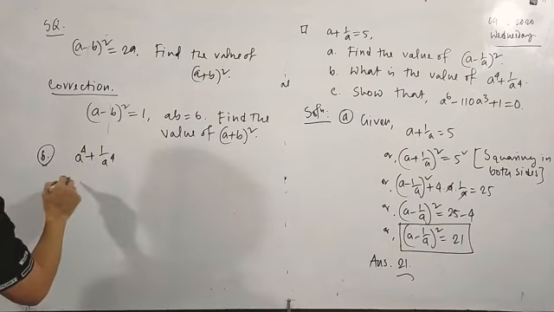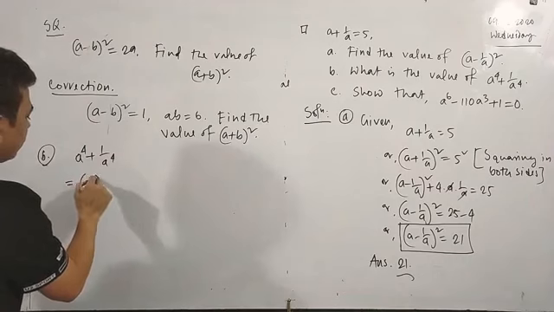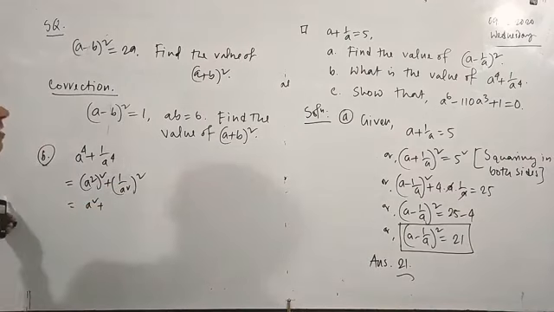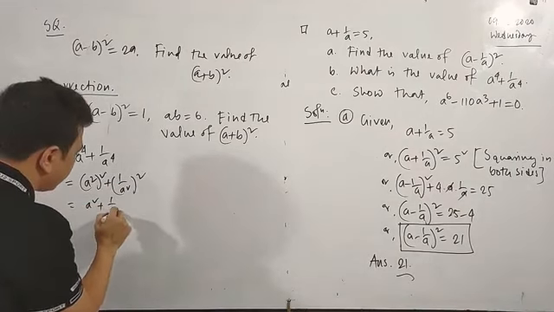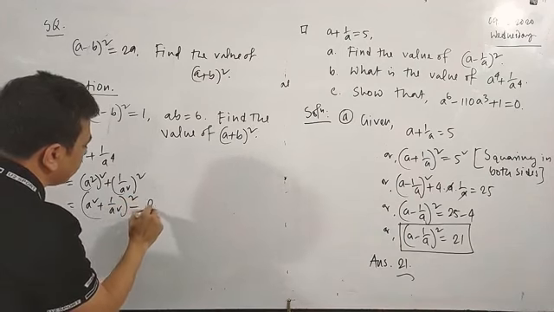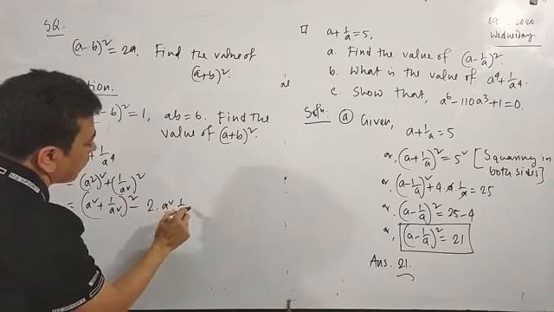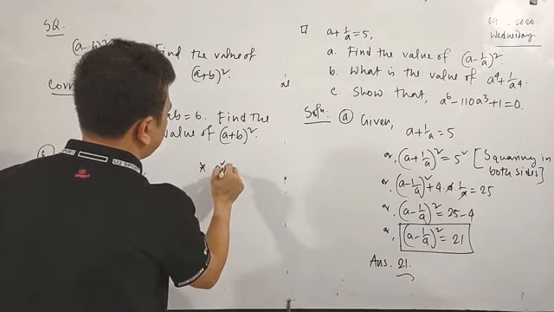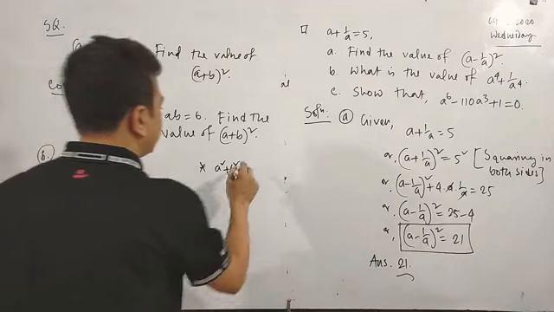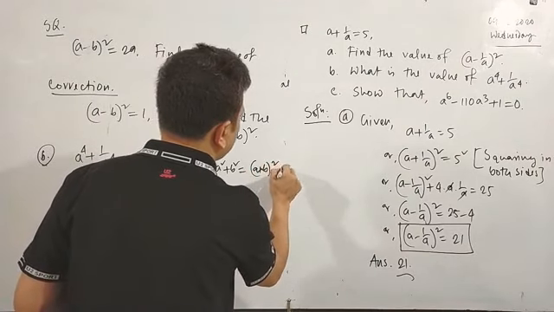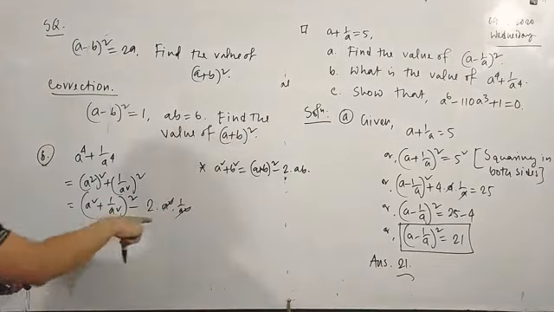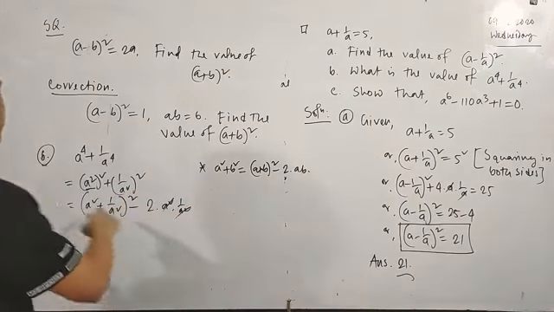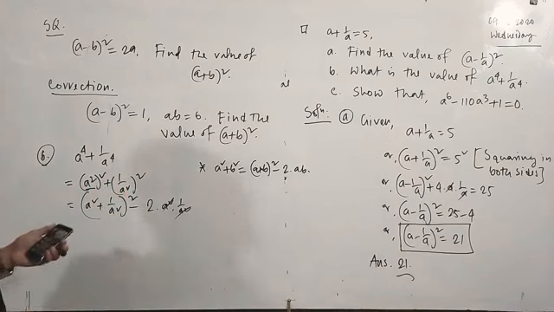a to the power 4 plus 1 by a to the power 4. You can write (a^2)^2 plus (1 by a^2)^2, so (a^2 plus 1 by a^2)^2 minus 2ab. Okay, so this one is gone. Look at what corollary we applied here: a^2 plus b^2 equals (a plus b)^2 minus 2ab. This corollary we used here. Instead of a we are considering a^2, instead of b we are considering 1 by a^2.